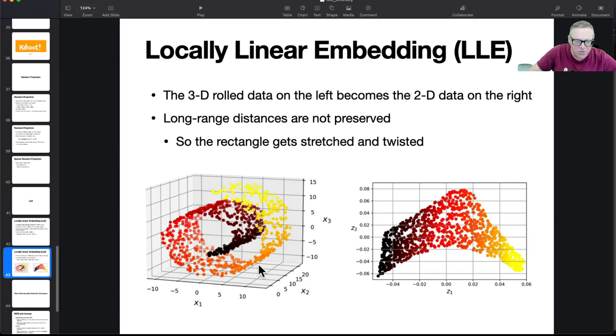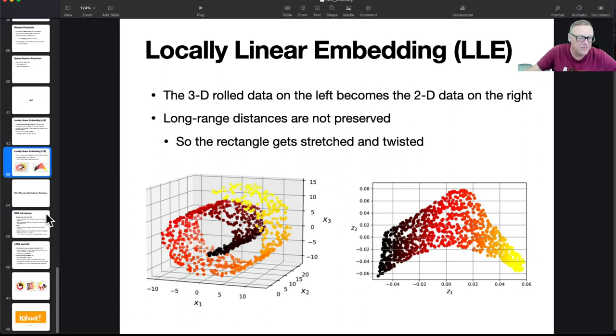So that if you have this rolled up data, the LLE will turn it into something like this, where as you can see, there is some distortion, but it does follow the curve, so all the dark ones stay together and all the light ones stay together. So now it's only going to take some simple decision boundaries to sort this stuff into categories. And your long-range distances are not preserved, but the short-range distances are preserved.